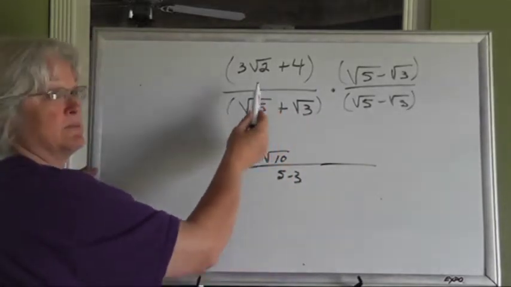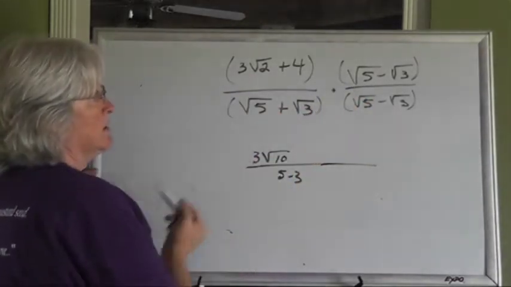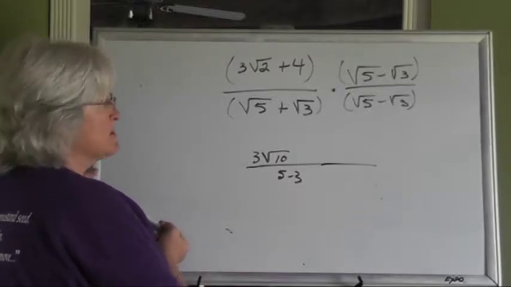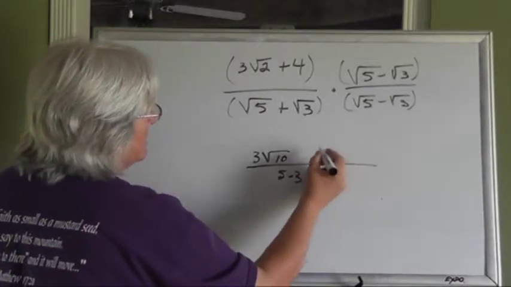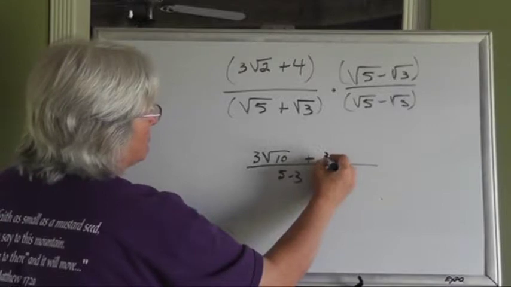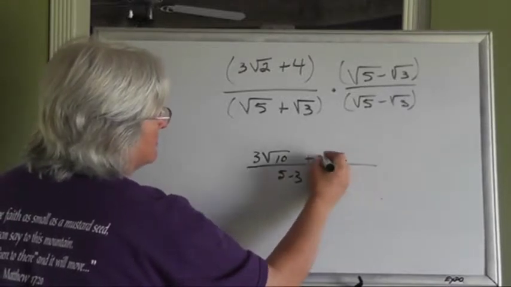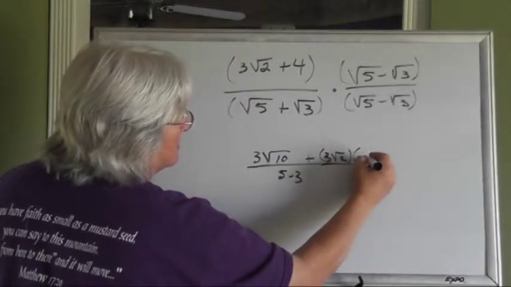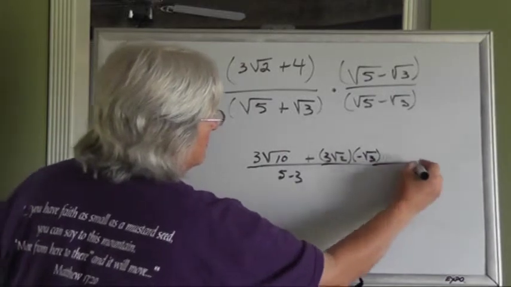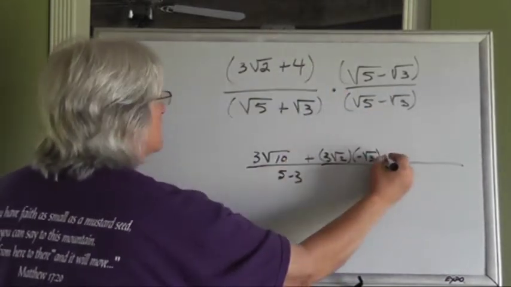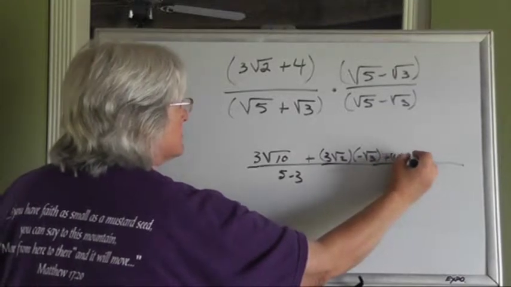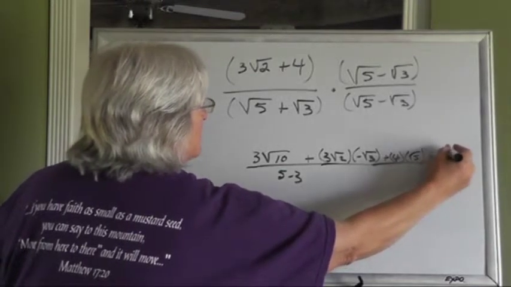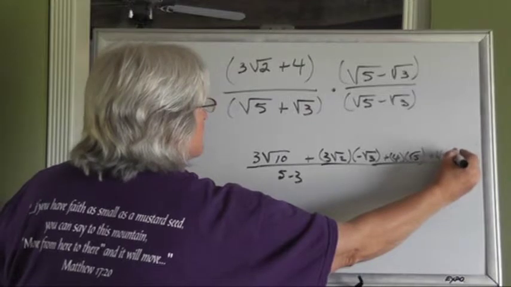The outside terms, 3 times the square root of 2 times the minus square root of 3. So we're going to say plus 3 times the square root of 2, and I'm going to go ahead and write out what we're doing. 3 times the square root of 2 times a negative square root of 3. Our inside term, plus 4 times the square root of 5, plus 4 times minus square root of 3.